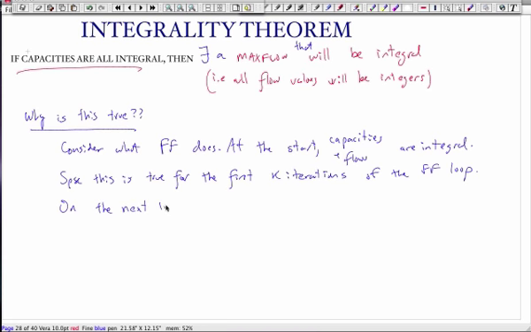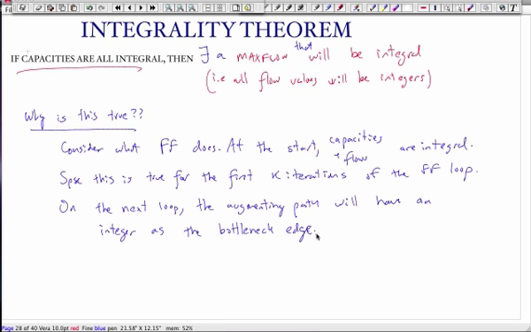On the next loop, what will be true of the augmenting path? We know that the capacities and the flow are currently all integral. Now Ford Fulkerson says, find another path from source to sink. What can we say about this path? Integral. Its bottleneck edge will be an integer, right?